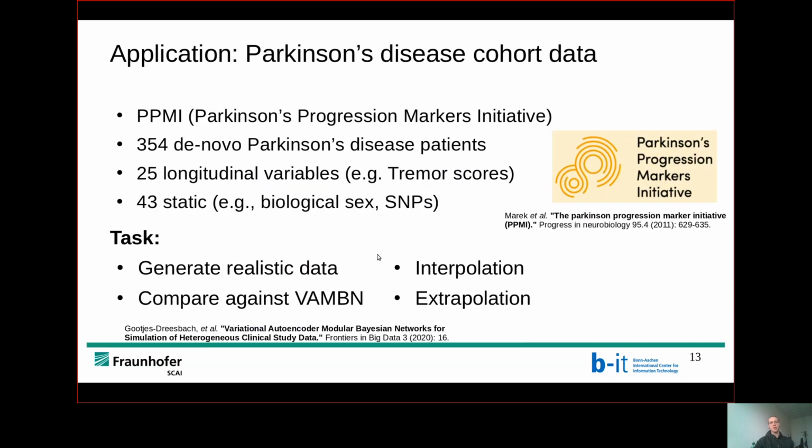So now we tested this framework also on a clinical data set, namely the Parkinson's Progression Markers Initiative. And this is a Parkinson's disease data set which has 354 de novo Parkinson's disease patients. And we used 25 longitudinal variables that are reported in the data set. And this is, for example, tremor scores or clinical assessments, and also 43 static variables, which are, for example, the biological sex, but also genetic variations such as SNPs, for example.